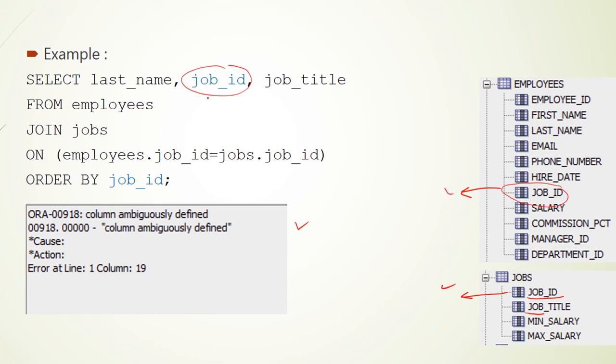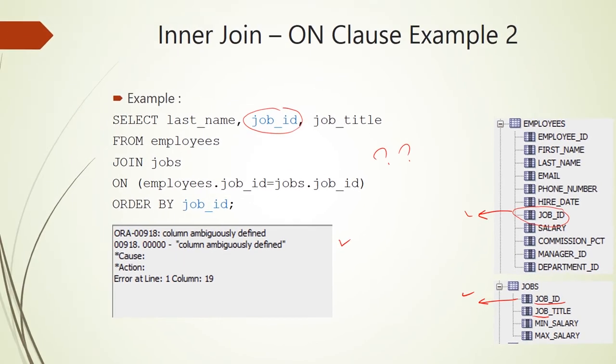So Oracle here is confused. Should I return the job ID from the employees table or return the job ID from the jobs table? So Oracle here cannot know from which table to read the job ID information, from table 1 or from table 2. You have to tell Oracle to read the job ID from a specific table. So how to solve this error?